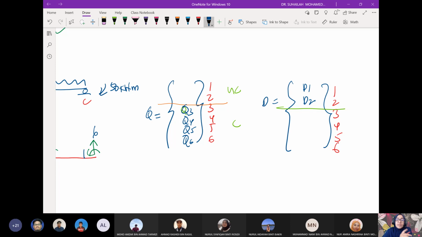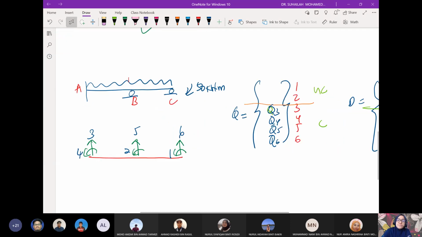Okay. Kita tengok satu-satu eh. Kita tengok dulu, since saya tulis Q dekat sini, so saya tengok Q dulu. Okay, Q1 dengan Q2 represent what? Tengok balik yang ini. Compare position 1 and 2. Okay, Q1, Q2, Q3, Q4, Q5, Q6. Where is Q1 and what is Q1?